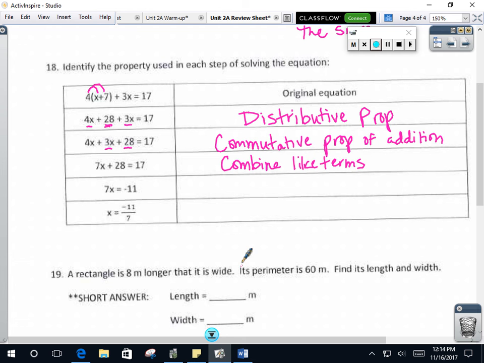Okay, then, if you were at this step, what would you now do? No, not yet. You would subtract that 28, right? Well, does that look like what they did? Yeah, because the only way to get from a 17 to a negative 11 is by subtracting 28. So they did the subtraction property of equality or property of equality for subtraction. And then you can see that they divided by 7. How else would they have ended up with negative 11 over 7? So the division POE.